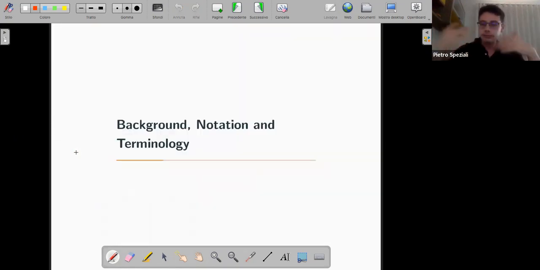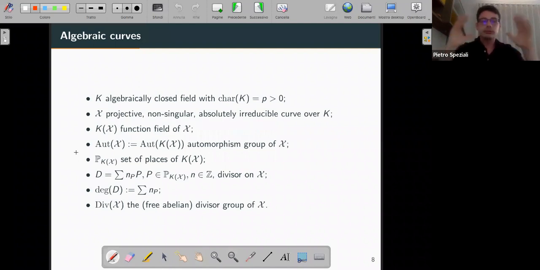So, okay, done with the introduction, let's fix some terminology. I will always work on an algebraically closed field k of characteristic p > 0. X is a projective non-singular, absolutely irreducible curve over k. K(X) will be its function field, and the automorphism group of a curve is, by definition, the automorphism group of its function field.